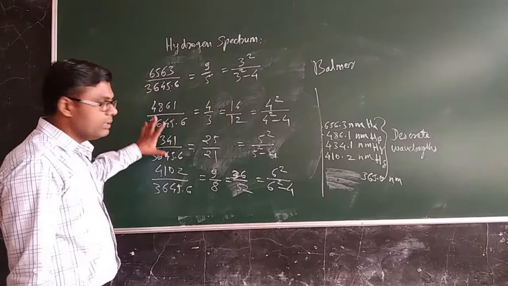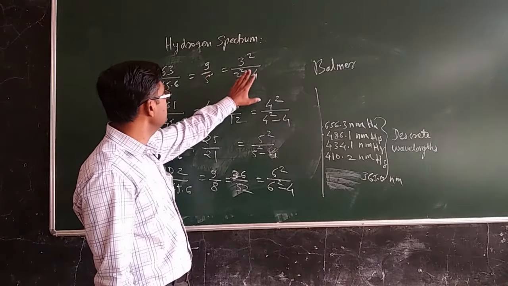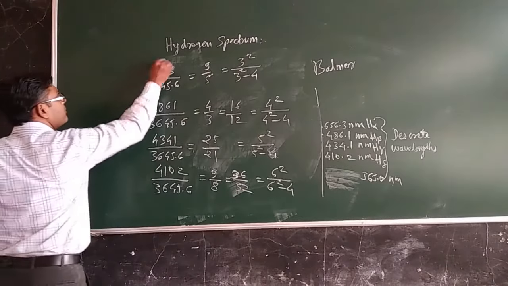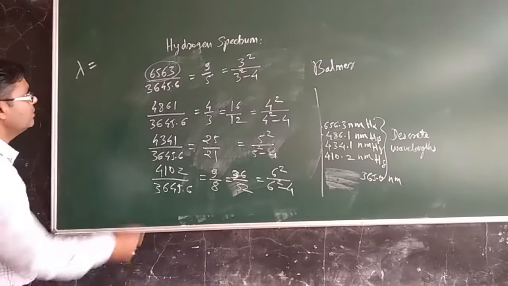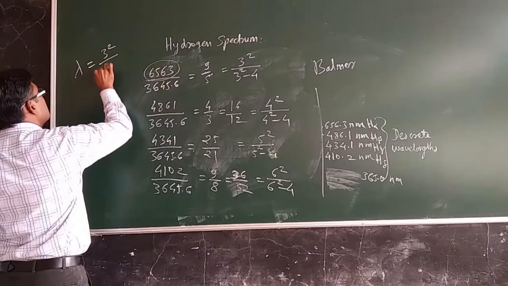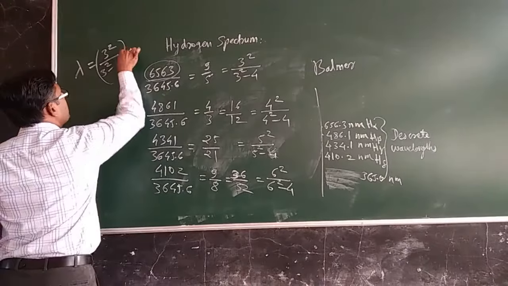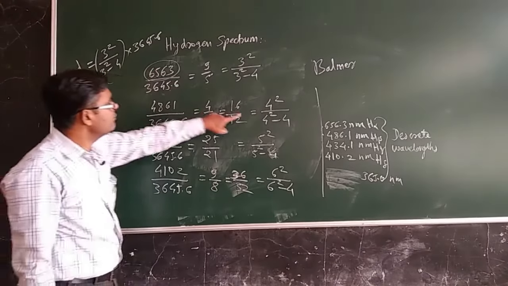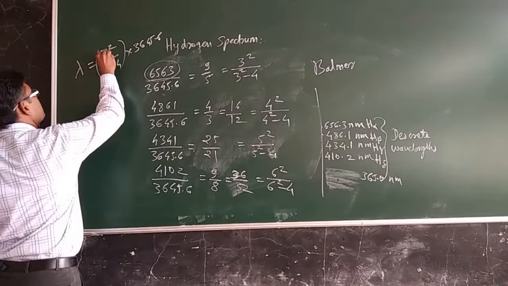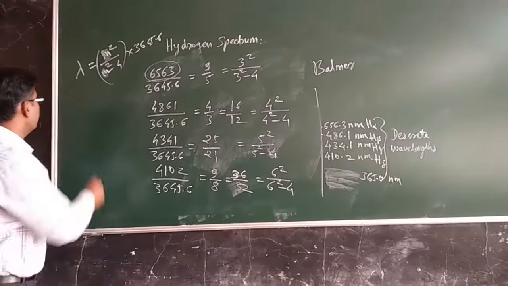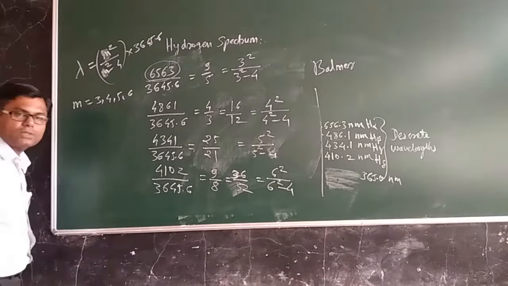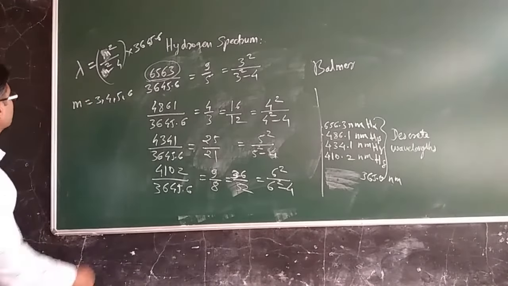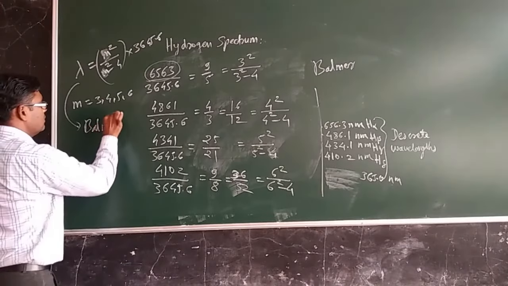So these weird looking numbers could be arranged in the form of ratios, and these ratios could be easily explained with the help of these numbers. So what will be the wavelength? Suppose I want this particular wavelength, suppose this is lambda. Then lambda will be equal to 3 square divided by 3 square minus 4, multiplied by 3645.6. Now this can be generalized: 3 square, 4 square, 5 square, 6 square. So instead of 3, I will put m square, and here also m square, where m will be equal to 3, 4, 5, 6, etc. So all these 4 lines could be explained with the help of this particular formula, which is called Balmer's formula.